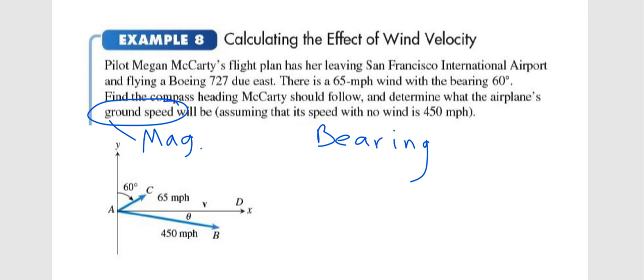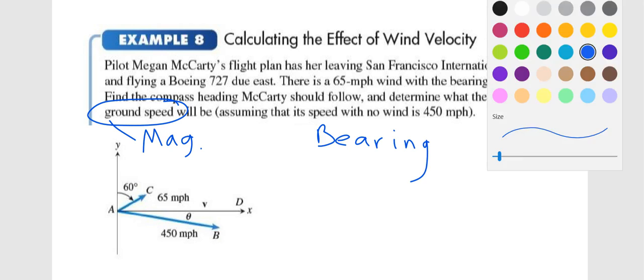So what are the components? I'm a little bit confused on this picture for a second. It says that she's traveling due east. Oh, I see. Okay. She wants to go due east, but the plane has to go. Do you see how the plane has to be aimed a little bit southward? Because of the wind. That's exactly right.